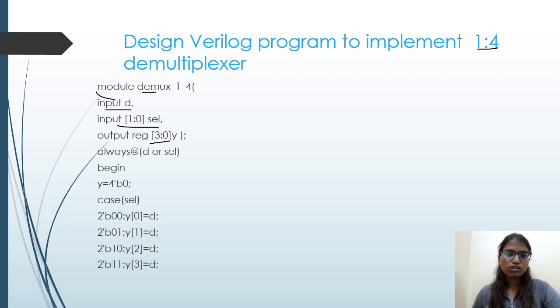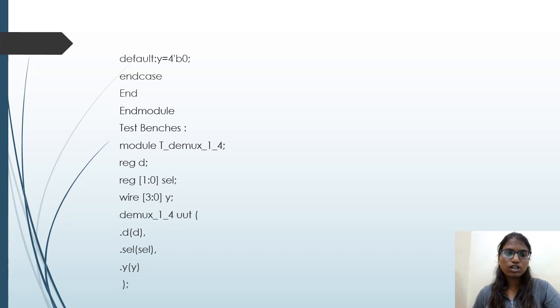Then for the cases, it is a 3 bit, so we'll take 3'b00. It is nothing but the outputs: when we get 0 and 0, what is the output, and at 0 and 1, 1 0 and 1 1. Next, here we'll end module.